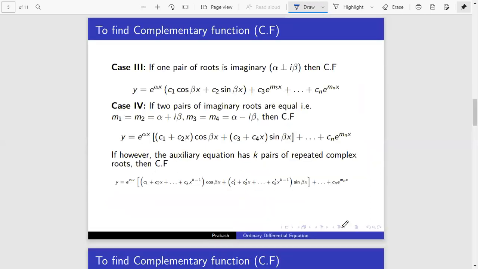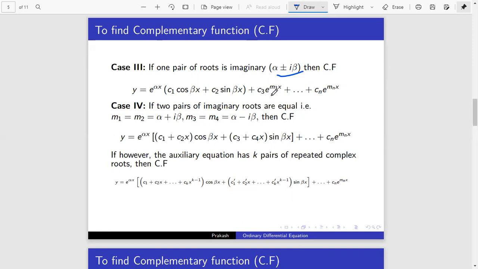Third case: if the roots occur as imaginary roots, say one pair of roots is imaginary, in the format alpha plus or minus i beta, then the complementary function we can write is e^(alpha x) into (c1 cos beta x plus c2 sin beta x). Alpha and beta you can take from these roots.